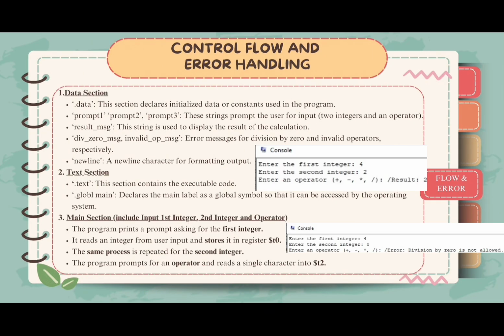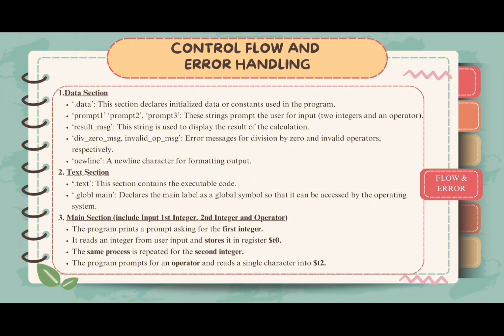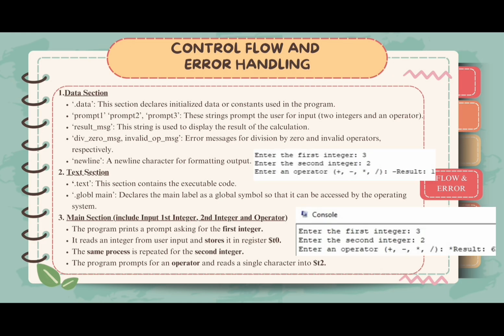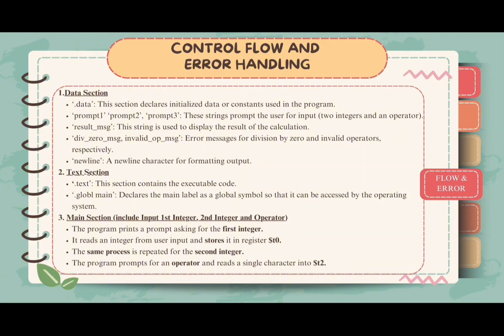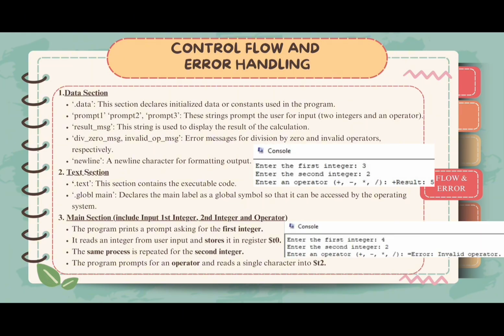Okay, next, control flow and error handling. First, data section. Data is the section that declares initialized data or contents used in the program. Next, prompt1, prompt2, and prompt3. The strings prompt the user for input, which is two integers and an operator. Result_msg, the string is used to display the result of the calculation. div_0_msg and invalid_op_msg are the error messages for division by zero and invalid operators respectively. And lastly, newline, a new line character for formatting output.